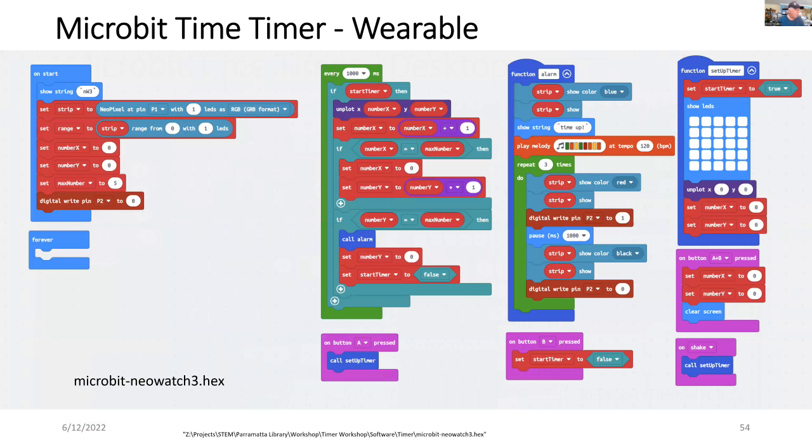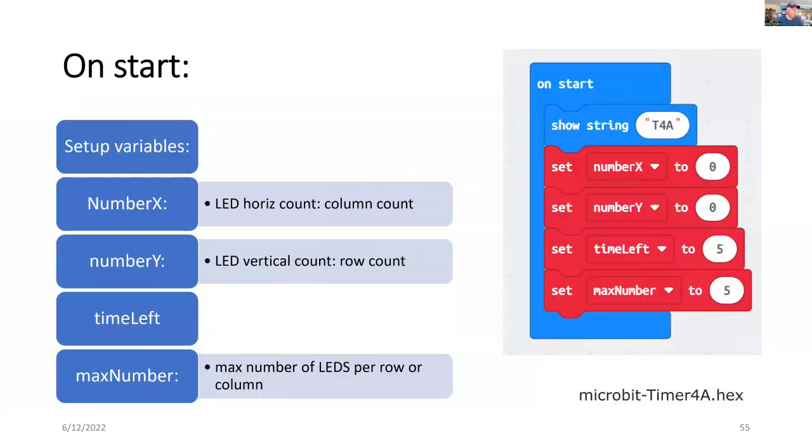Here's the wearable version. It's very, very similar. The only difference is that when time is up, we call the alarm, and we've got functions now for setting up the timer and for the alarm. So it's a little bit more structured than the previous one. After we've done all that, we set the timer logic variable to false. Okay, so we'll only look at the desktop version.